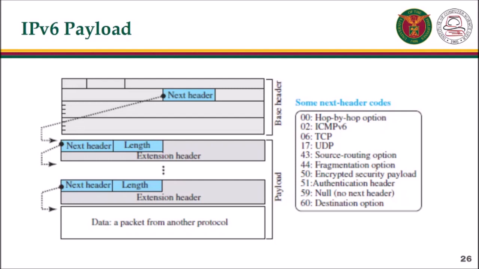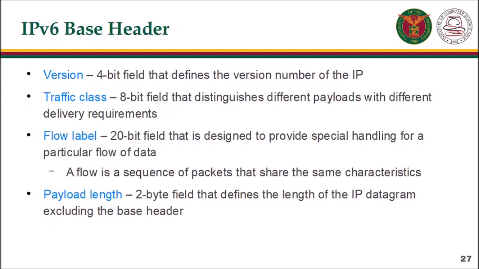The payload can have as many extension headers as required by the situation. Each extension header has two mandatory fields, next header and the length. The 4-bit version field defines the version number of the IP. For IPv6, the value is 6.